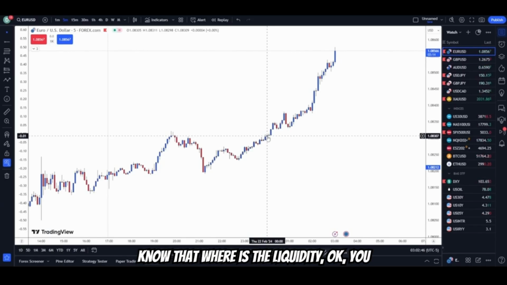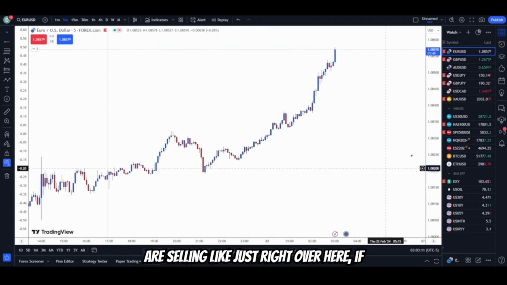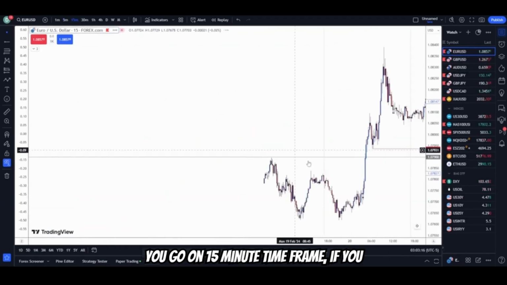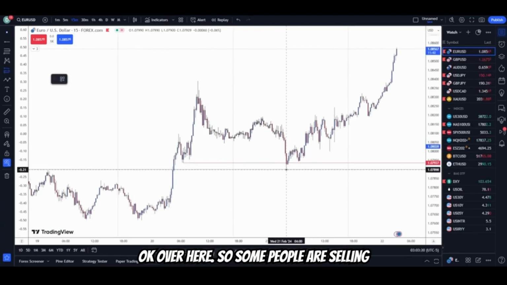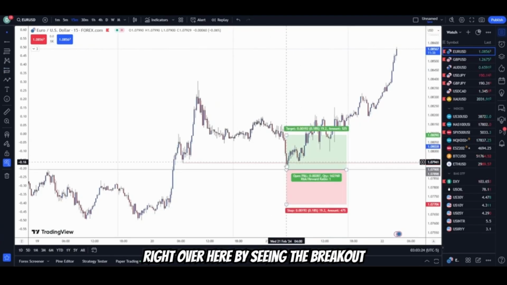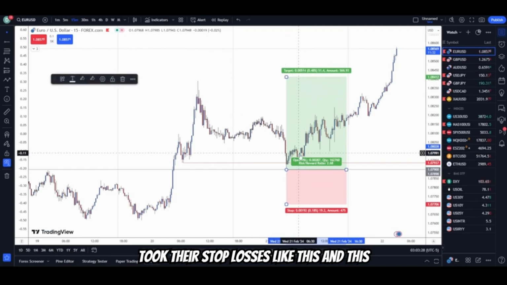And if you can know where the liquidity is, you will be a very good trader, because if you want to win, there's somebody in this world who has to lose that trade. So that's why liquidity plays like that, because if you are selling just right over here, click on 15 minute time frame, if you are buying right over here, a little below, some people are selling right over here by seeing the breakout, took their stop losses like this, and this is what happens.